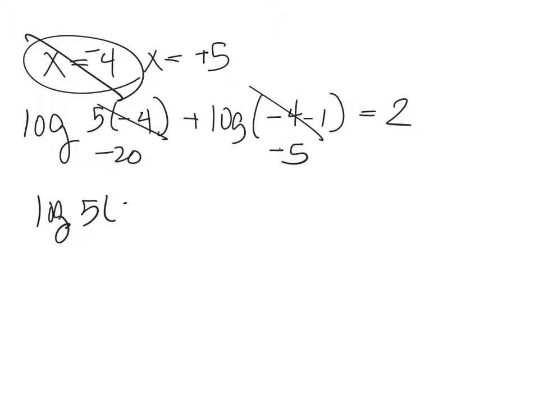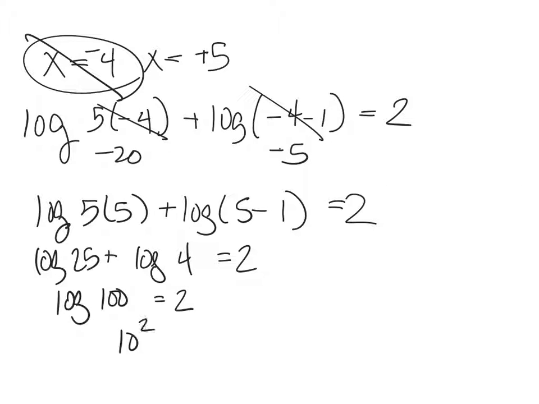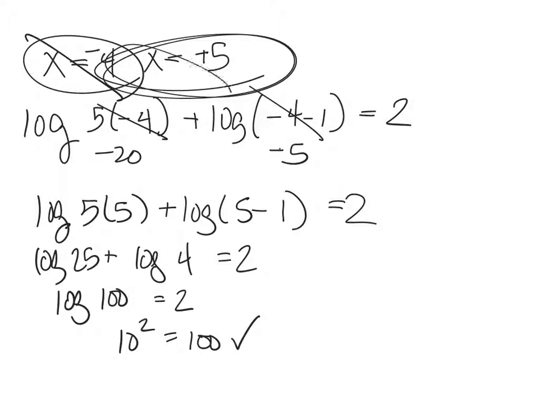Log of 5 times 5 plus log of 5 minus 1 equals 2. So log of 25 plus log of 4 equals 2. 25 times 4 is 100. So 10 squared equals 100, which is correct. Therefore, that is the right answer.